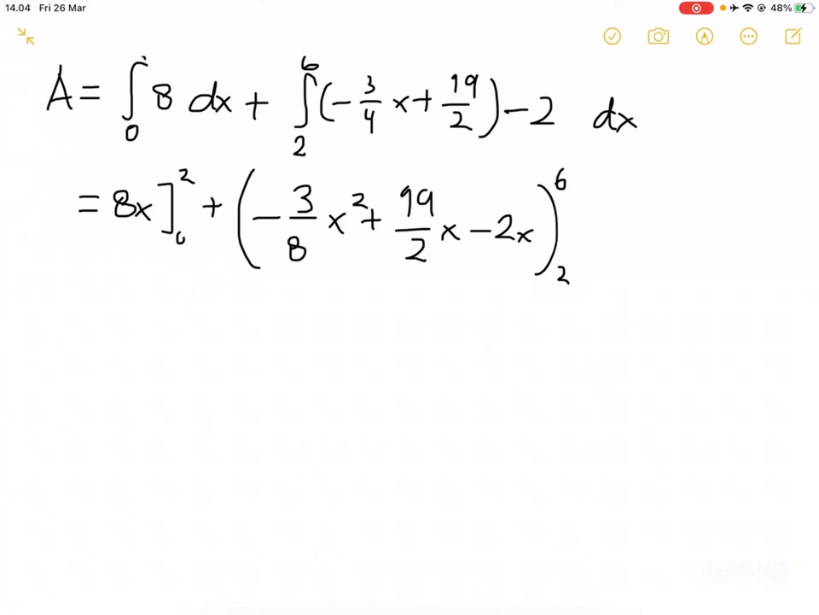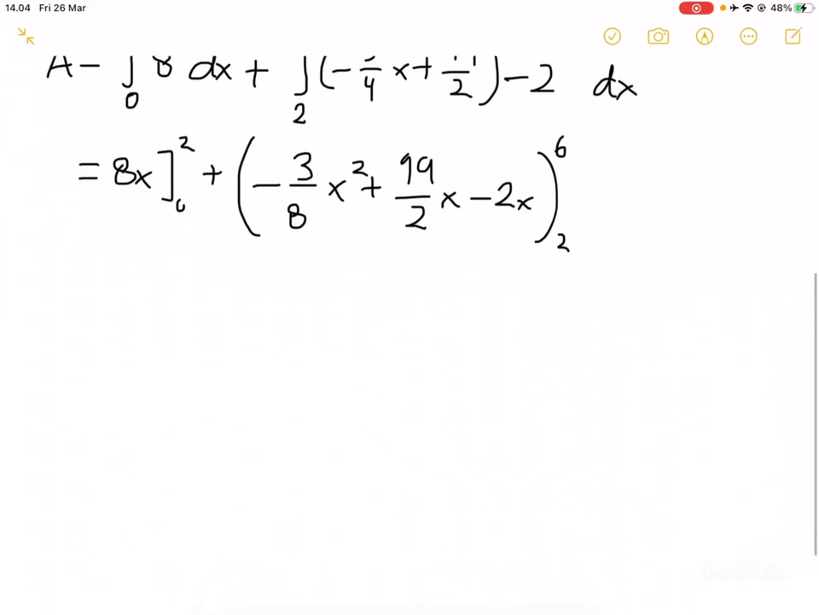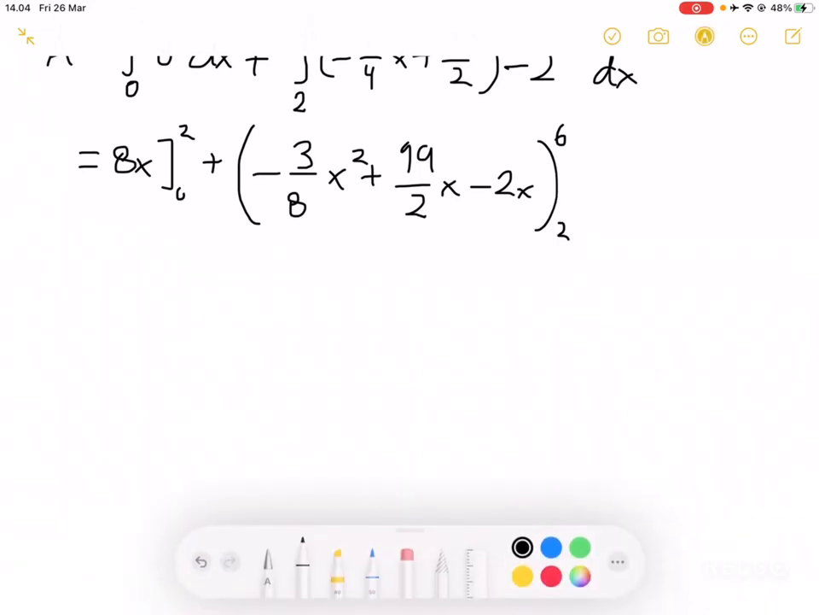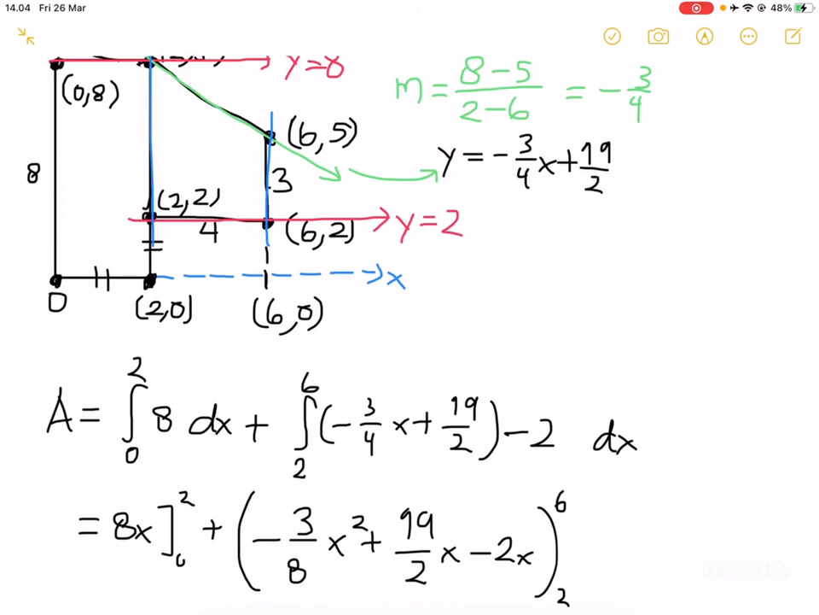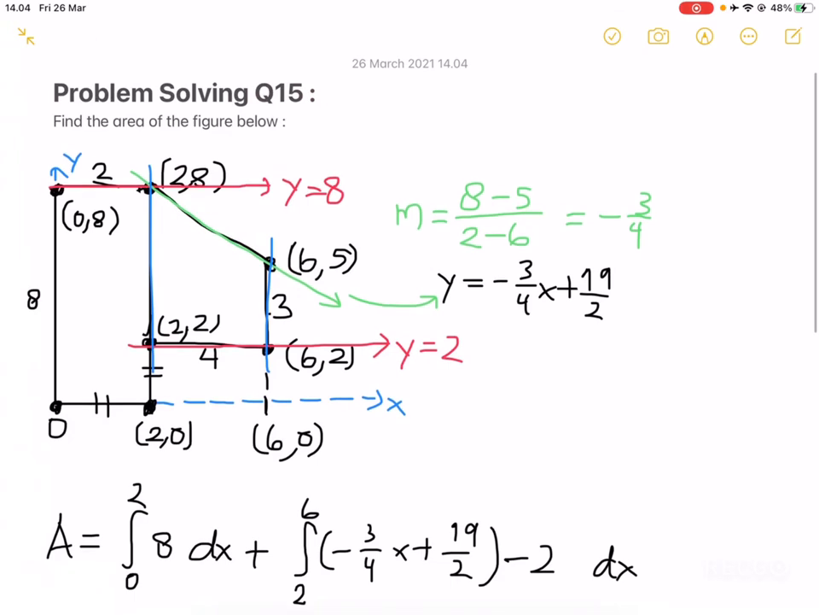Now I'll just let you guys evaluate this, and from this part you'll obviously get 16, and this part you'll get 18, and in total you'll get 34 units squared, which is our exact same answer as if we did this in the first case. So that's a way to solve this question using integrals.